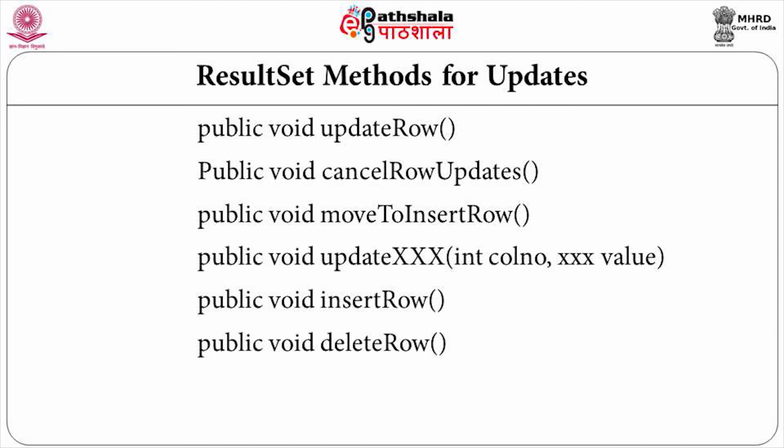Once you are finished with insertions, you need to use a method called move to current row. So move to current row is like switching back from the insert mode to the normal mode. So move to insert row is like moving into an insert mode, opening up a blank buffer, and move to current row is like coming back into the normal mode. So this is how you actually make updates into a result set. So this deals with updates in the result set.